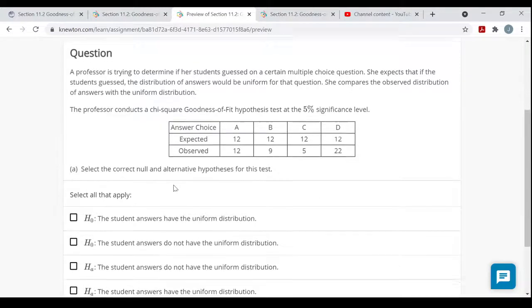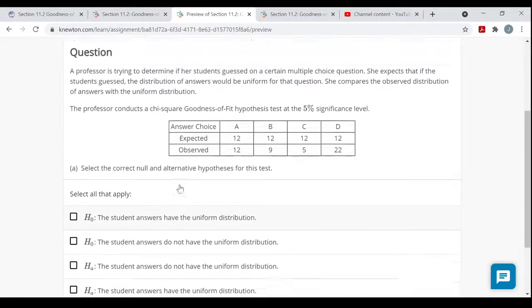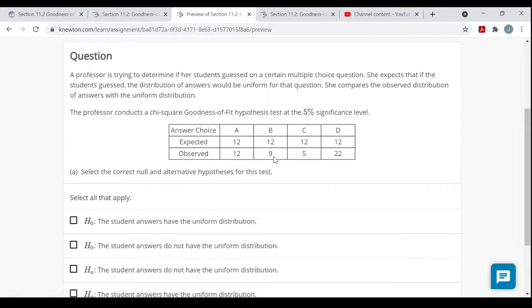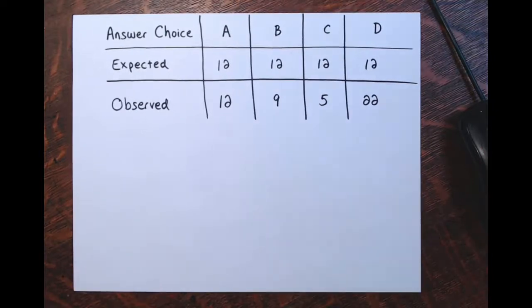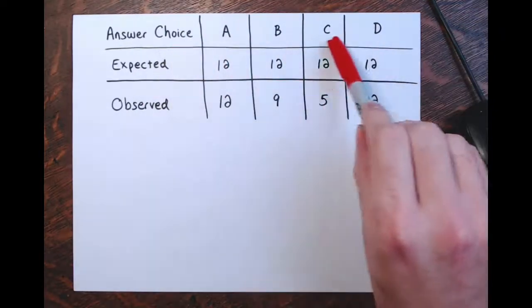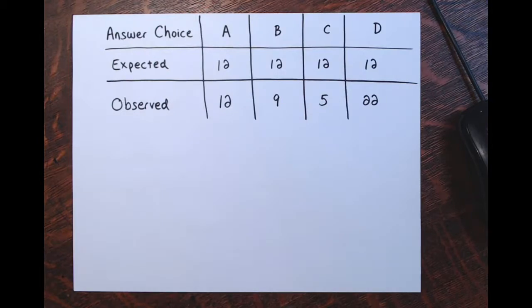First we're asked to set up the hypotheses. I'm going to write this out on a piece of paper, and we'll go through the chi-square goodness of fit test step by step. Here's the table that was given. These are the answer choices for a question she suspects they guessed on, to determine if they all just guessed on it or did most of them know it.